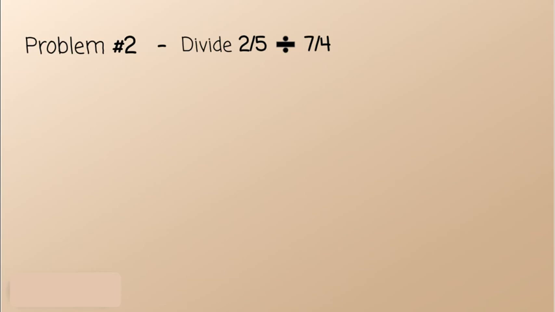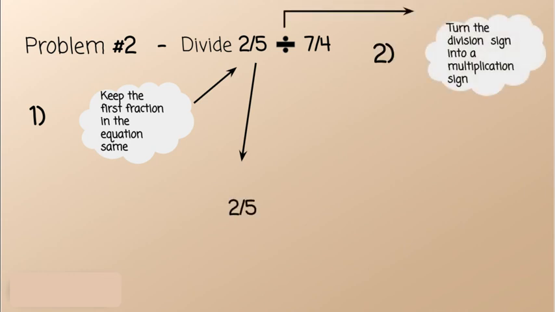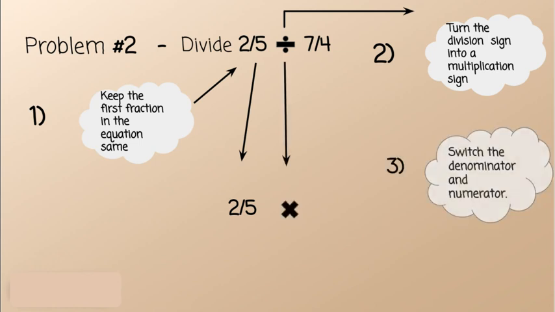Let's move on to problem 2. It's just the same thing. I'm going to be turning it into a new equation. So step 1, keep the first fraction in the equation the same. So 2/5 is going to be the same. Step 2, turn the division sign into a multiplication sign. And step 3 is to switch the denominator and the numerator.